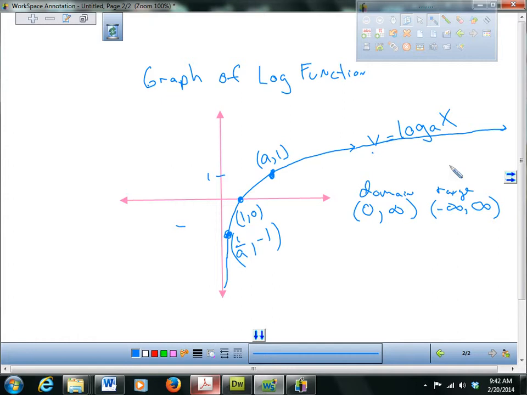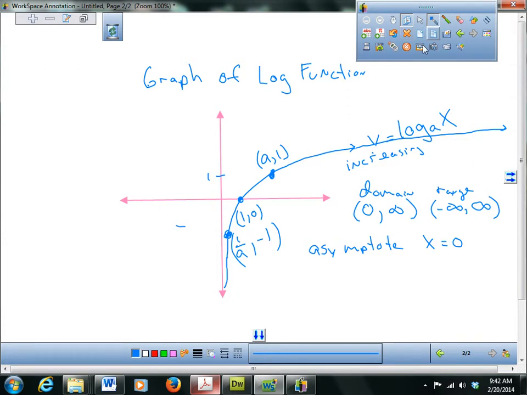Does it have an asymptote? It has a vertical asymptote at x equals 0, but it does not have a horizontal asymptote. So: domain, range, intercepts, and it's always increasing, unless there's a negative in front of the log, then it would be going downhill. But that would be in front of the whole thing. Using that, you should be able to sketch from that graph.